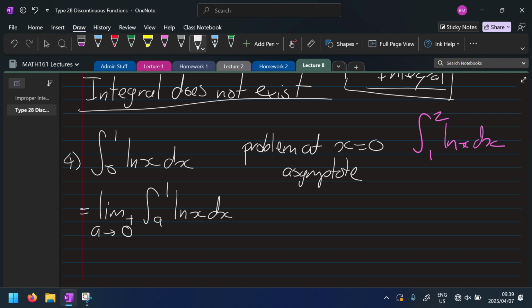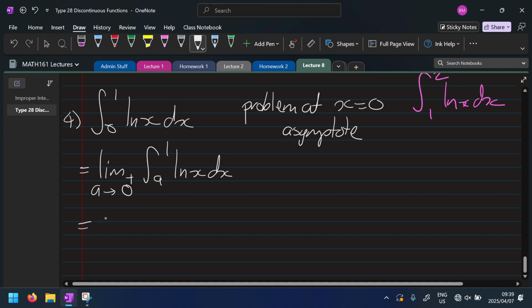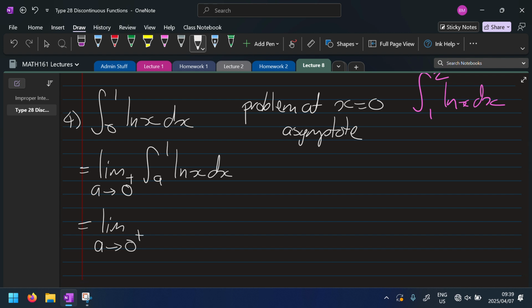So we have the integral from a to 1, natural log of x, dx. Now, if we ignore the limits, this is perfectly fine. We just do the integral as normal, and then we take the limit. So this is going to be the limit as a goes to 0 plus. Again, ignore the limits. Let's do the integral. We do this by parts. We know the answer already.